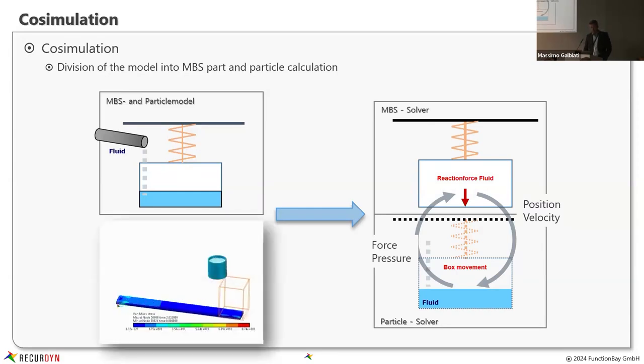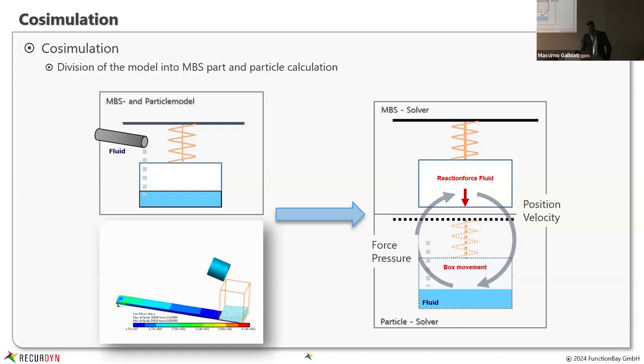And here's a typical example. I changed the spring damper system to a flexible structure. This is a full flex beam, and we fill the fluid inside, and you can see the reaction. So it's not a one-way, it's a two-way simulation.